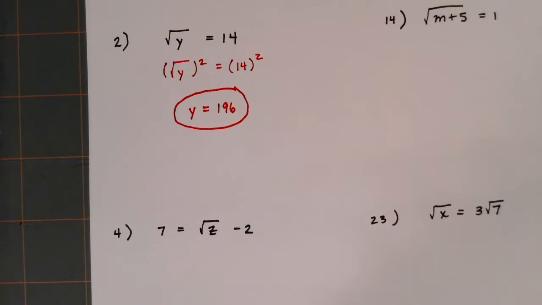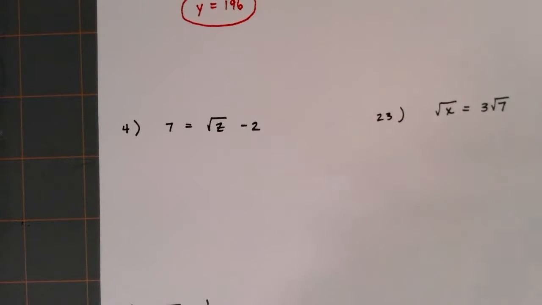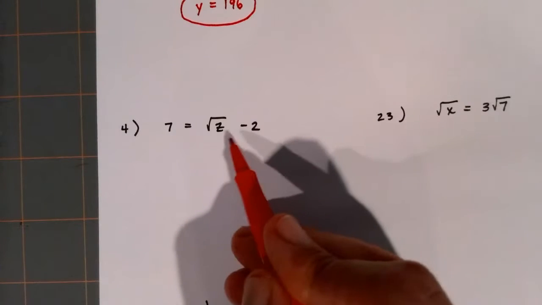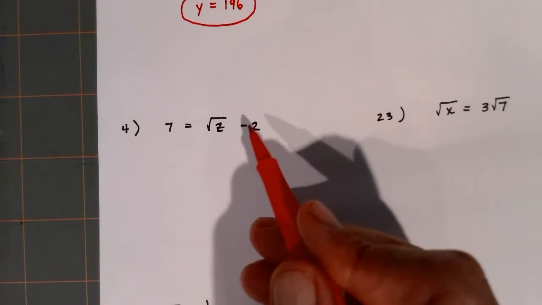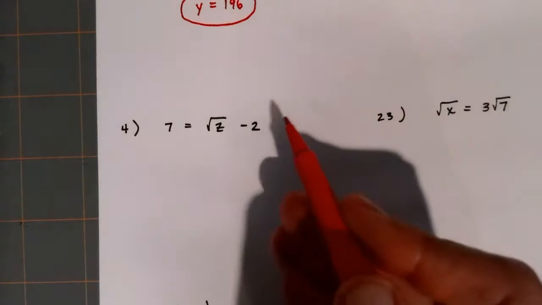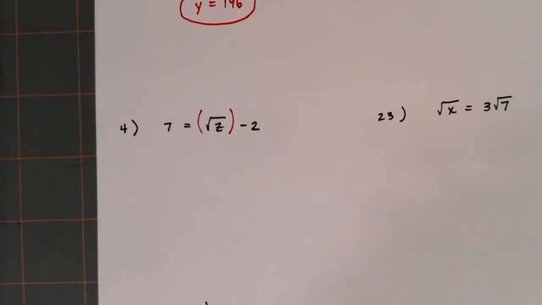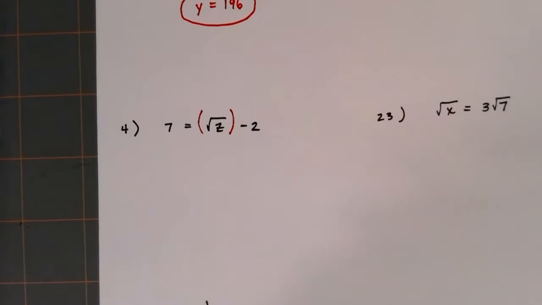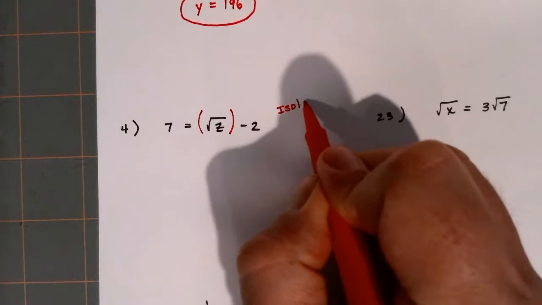Now, let's go to number 4. You're like, well, all right, I want to square both sides. I don't want to do this. This is a nightmare, to do root z minus 2 times root z minus 2, because then you're going to get z minus 4 root z plus 4, and you're still going to have radicals and everything else. So before I square both sides, I want to get it so that just this square root term is by itself. I need to isolate the square root. I isolate the radical.